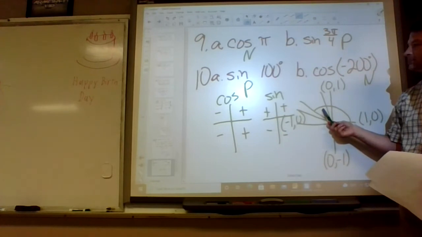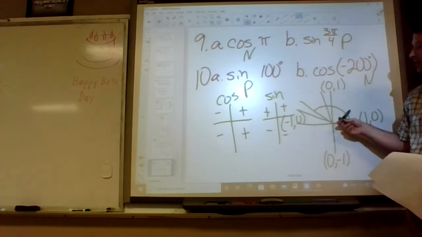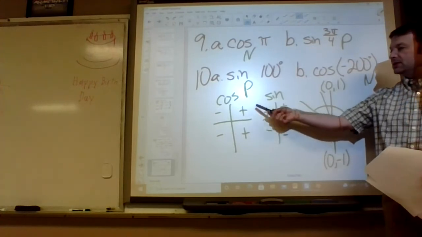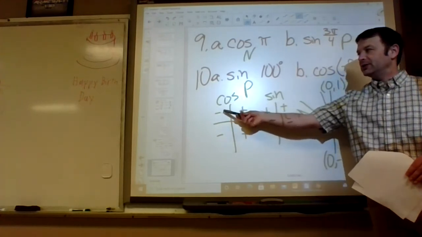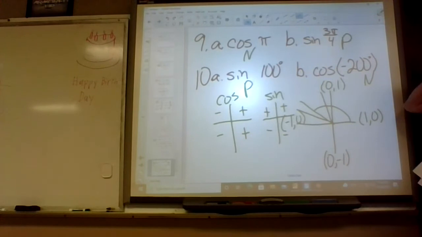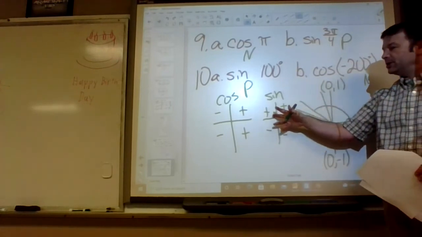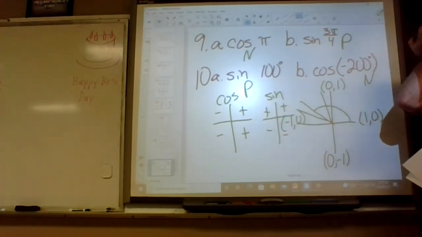Okay, I should have spread it out more, but I screwed up. So sine is positive in the second quadrant. Cosine is negative in the second quadrant. So we kind of just figured out we have to know the plus and minus chart. Yeah, I mean, you need to know where sine is positive and negative.